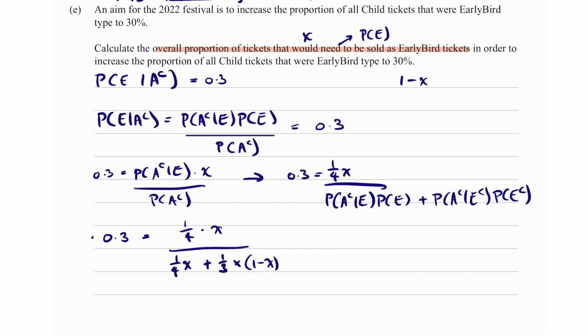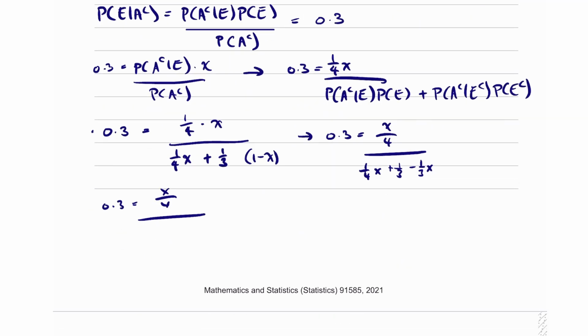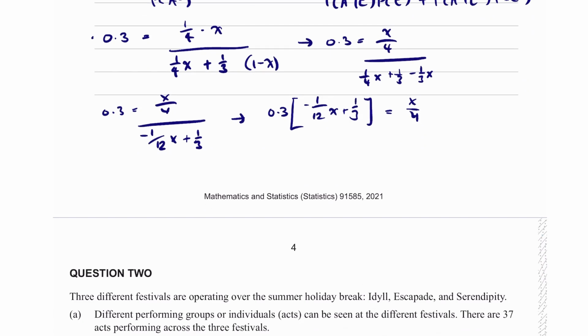So now we've got a bit of algebra that we can rearrange. 0.3 is equal to X over 4, over, let's try and simplify this, right? So 1/4 of X added with 1/3 minus 1/3 X. 0.3 is equal to X over 4 over, what's 1/4 minus 1/3? We get negative 1 over 12 X plus 1/3. If we rearrange this, we should get this over here is equal to X over 4. And as a result, what do we get? I feel like this cannot be correct. We'll find out later, eh?